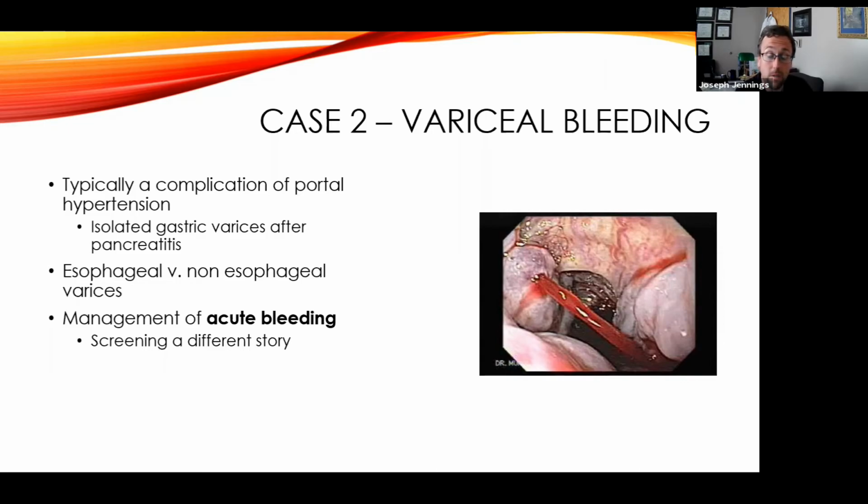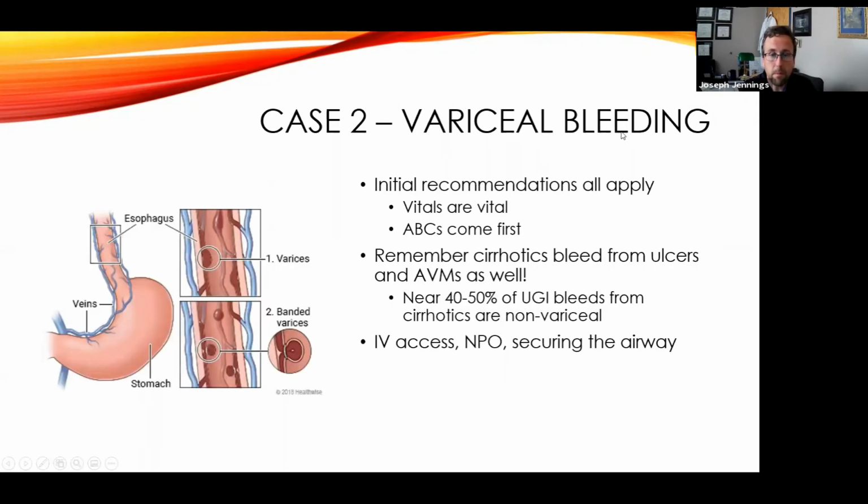So esophageal varices versus non-esophageal, so gastric, duodenal, rectal, the treatments are a little bit different, because we have good tools for esophageal varices and less good tools for other types. Again, this is management of acute bleeding. We're not talking about screening people for varices here, so that's totally different. So same initial recommendations, right? Find their vital signs, put them in the right bed in the hospital, resuscitate.